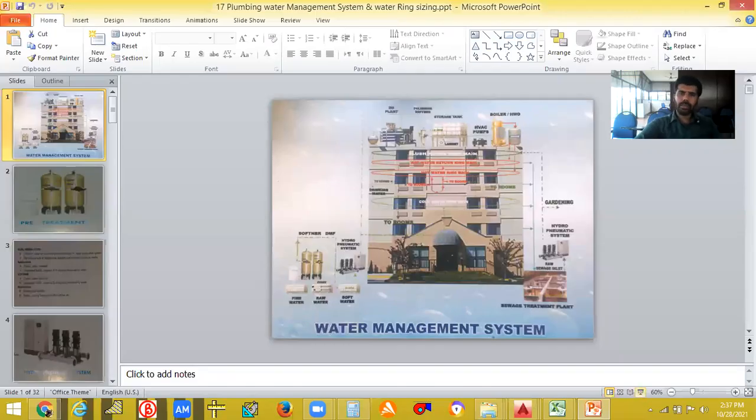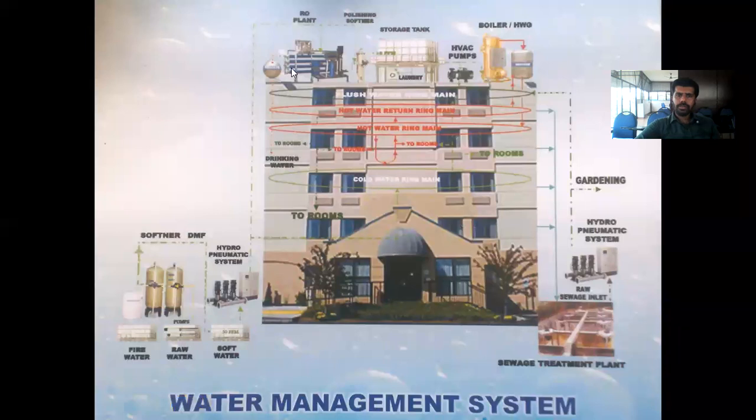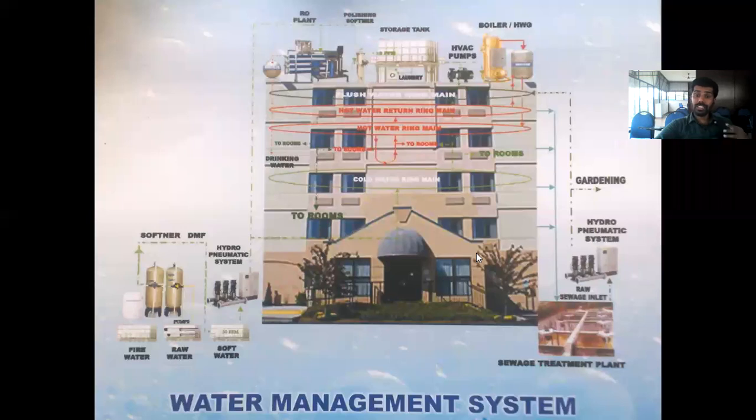The heading is water management system. Okay, so for example, this might be the building, and these are the different water systems that they have given. We don't want to study all these things. Like we'll be having an RO plant. If you want an RO plant, we have an RO plant. If you want softeners, we have softeners.